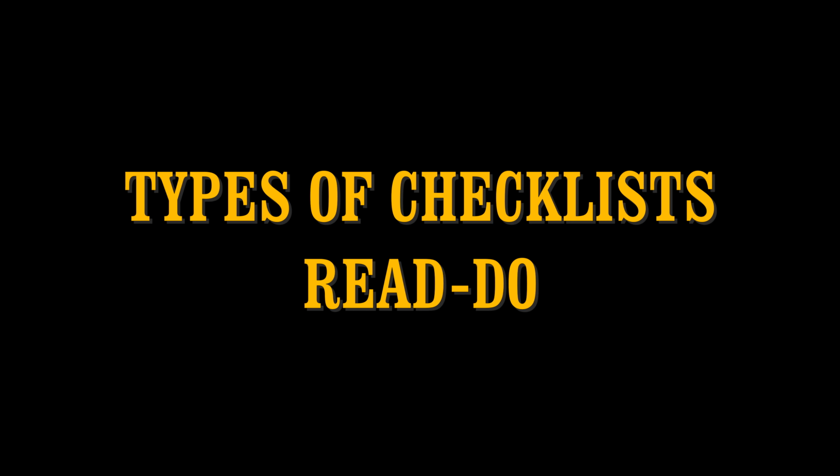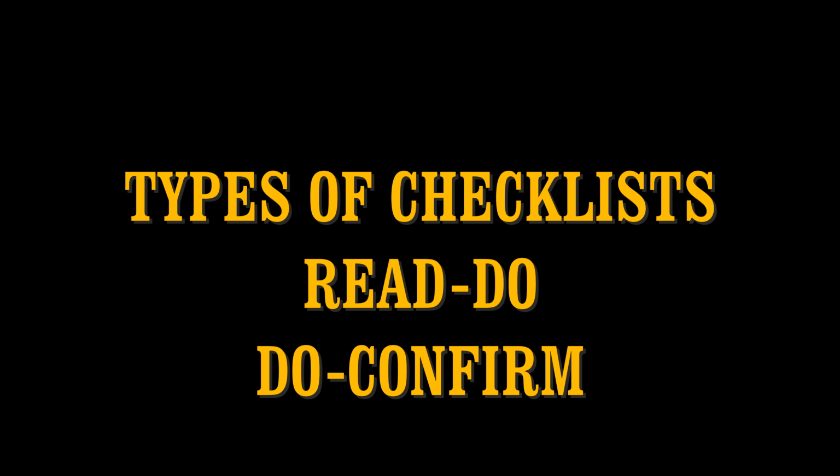We can divide checklists into 2 types. Read-do: you read each step of the task and then perform them in order, checking them off as you go. Do-confirm: you perform a number of steps of the task from memory until you reach a defined pause point, when you go through the checklist and confirm that each step has been completed.